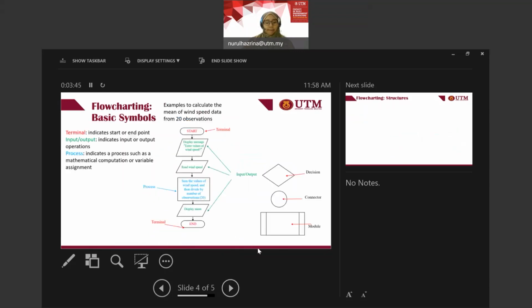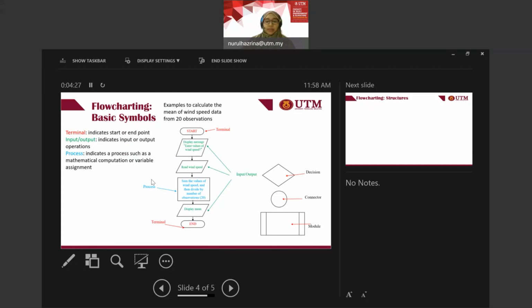Basic symbols. There are three basic symbols in flow charting. One is the terminal that represents the starting and ending points. It is represented by rounded rectangles. Two is the input and output operations represented by parallelograms. Three, the process that is represented by a rectangle showing a process such as mathematical computations or variable assignments.